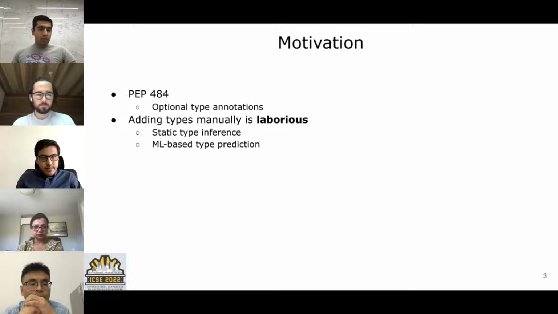Of course, Python added support for optional type annotations in 2014. However, adding types is a daunting task, and motivated by this, researchers have recently proposed machine learning-based type prediction models, and we also have some static type inference tools for this task.